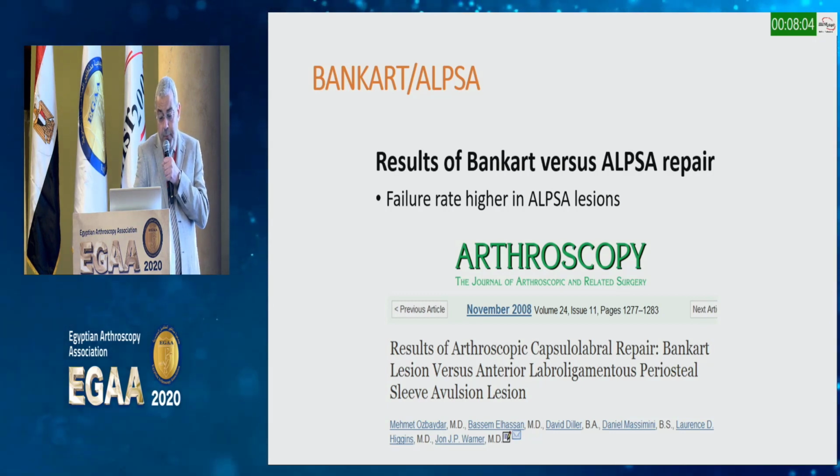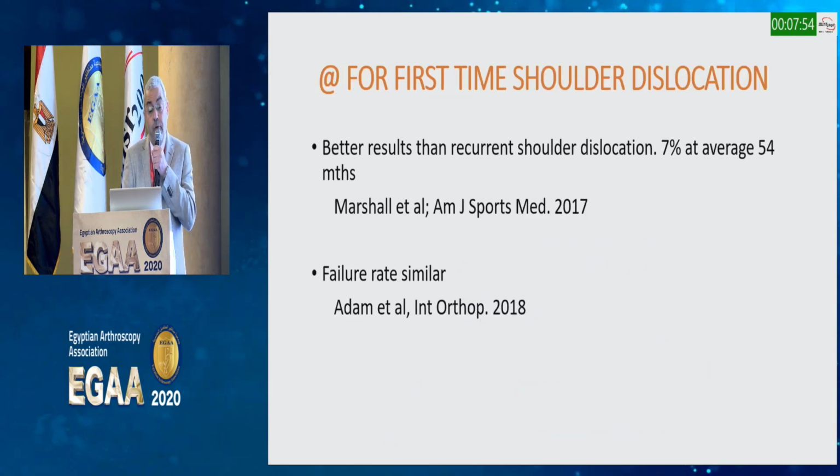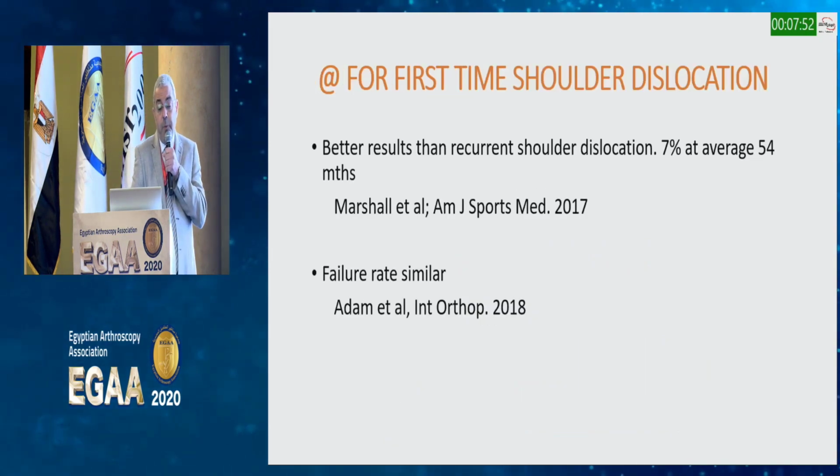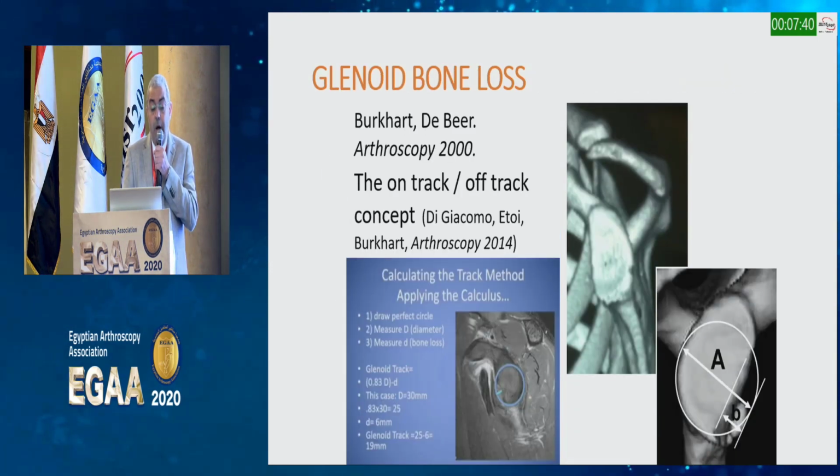An important paper by J.P. Warner and his colleagues from Boston, and the SLAP lesion has worse results than the Bankart lesions. And for first-time shoulder dislocations, we have better results for the first-time dislocators with a failure rate of about 7%, and other papers, other authors say it's the same.